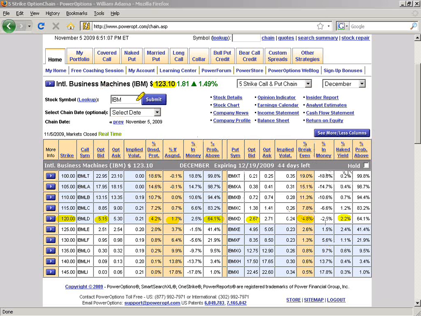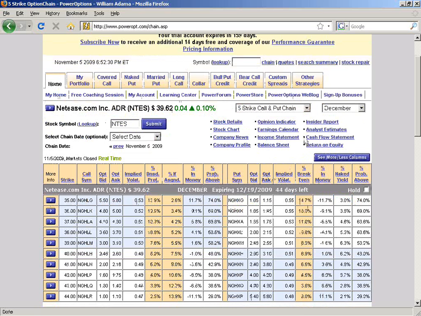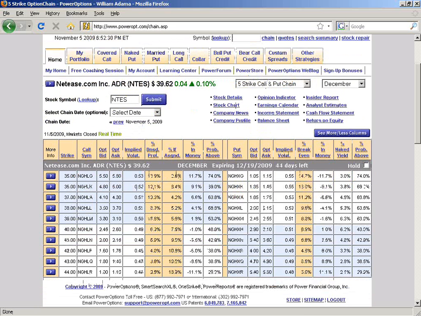All right, I believe it's Steve sent in a stock here, NTES. I'm going to take a look at that one. Let's run that same comparison again. Let's see which one might be better. And I'm just comparing the at the money, slightly in the money one each time. Okay, here's our December chain again.